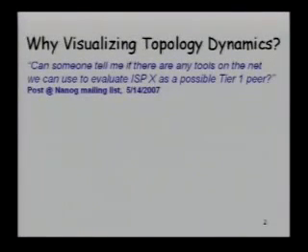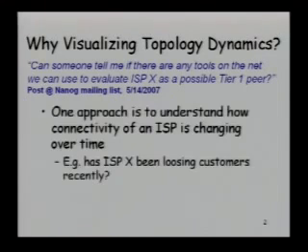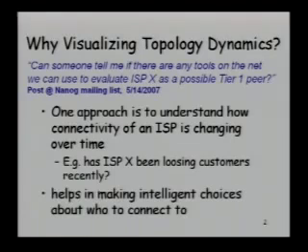So why visualize topology dynamics in the first place? This was a message I got on NANOG a couple of weeks ago. Someone asking if there was some tool around to evaluate some ISP for a possible connection. And I don't think this guy got any answers, actually. But one approach to answer this person is to look at how connectivity of ISPs changes over time. For instance, if ISPs are losing customers or gaining customers in the recent past. If you have this knowledge, we can help in making intelligent choices about connectivity.